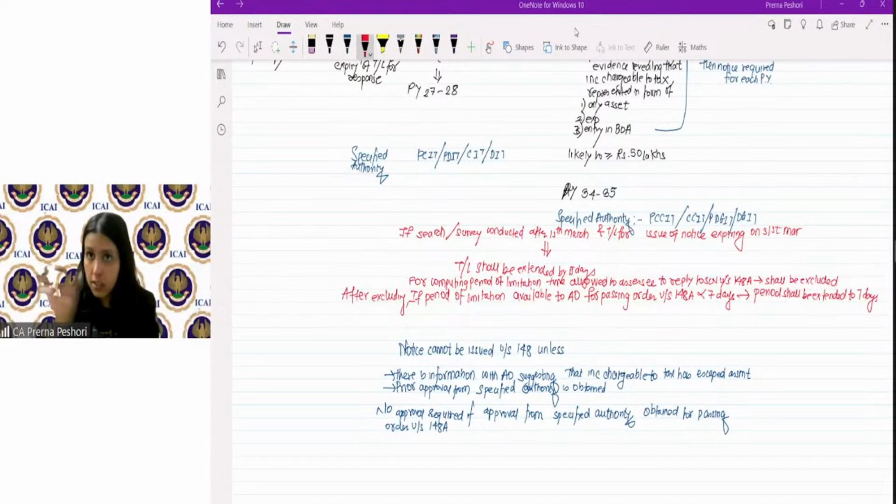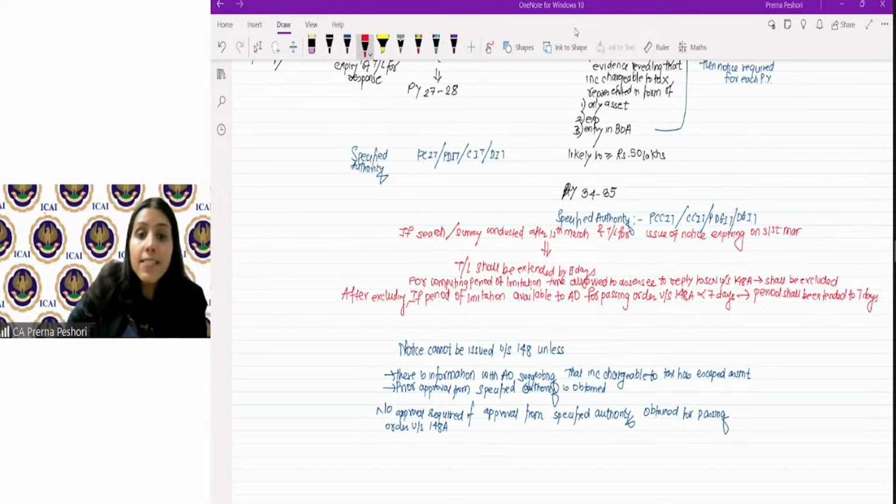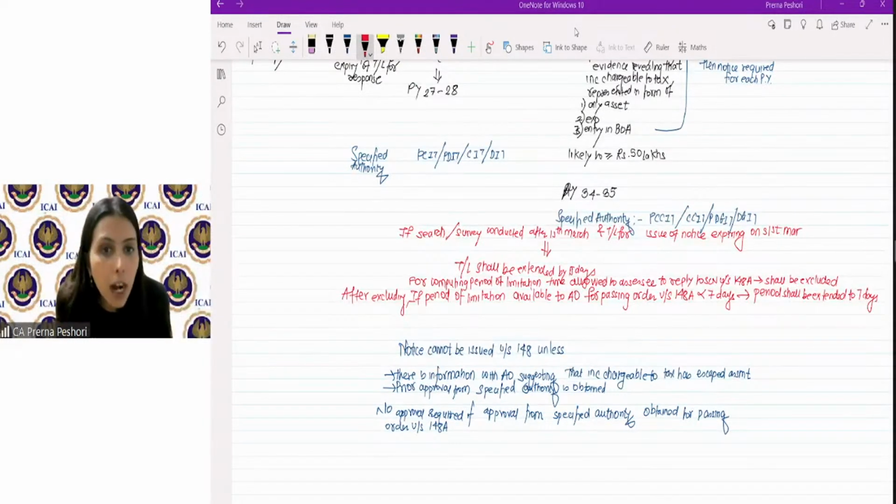So in case of search, let's say for example, if the search is conducted on 20th of March, then the AO is deemed to have the information for that particular AY for which he has found the information during the search. Now, let's say he can issue the notice on 31st of March for which particular AY? For 3 years. He can issue the notice for 3 years, right? Which is 21-22, 22-23 and 23-24, the current year as well as 2021.